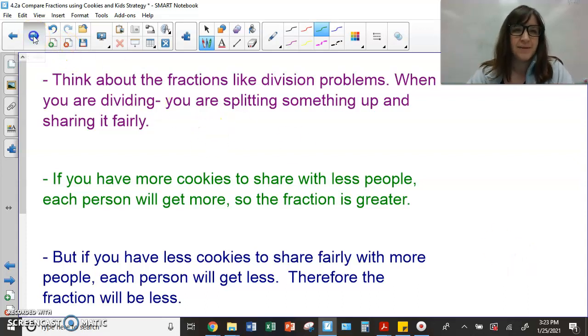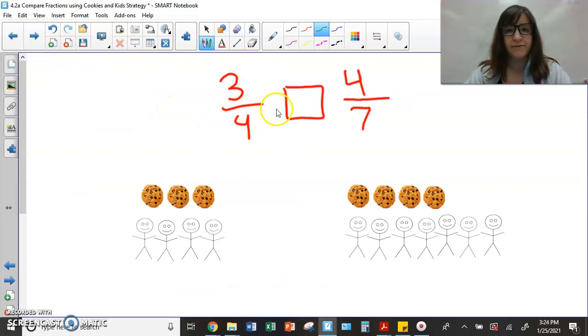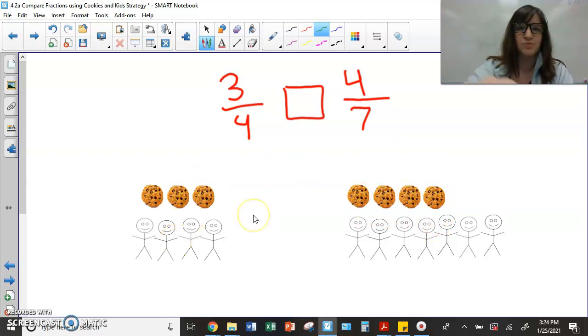So let's look at another example. Here we have 3/4 compared to 4/7. Well, I see that 3 cookies are right here shared between 4 people. And there are 4 cookies here shared amongst 7 people. And when I look at these two groups of kids, I'm easily able to think, oh my goodness, this group of kids is not going to nearly have as many pieces or as big of pieces of cookies as the group over here. So just by looking at this, I can see that 3/4 is greater than 4/7.